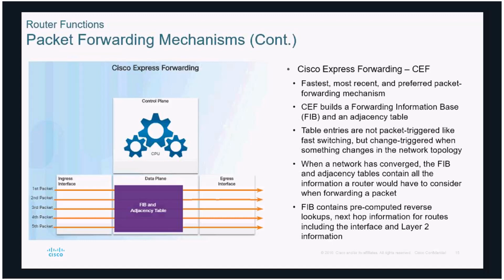A bit of terminology now. Control plane is the word for the CPU area. Data plane is where the table, the FIB, is stored. And we have the word ingress for incoming packets, and egress for the exit. So ingress is coming in, and egress is going out.